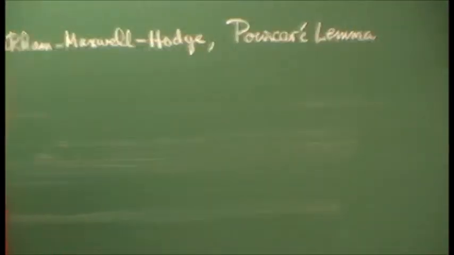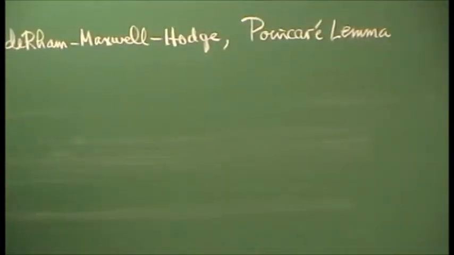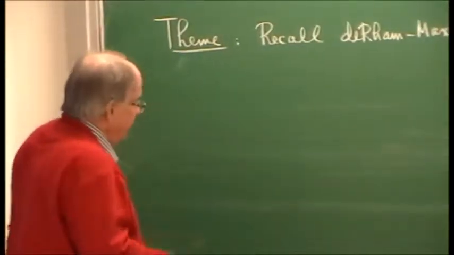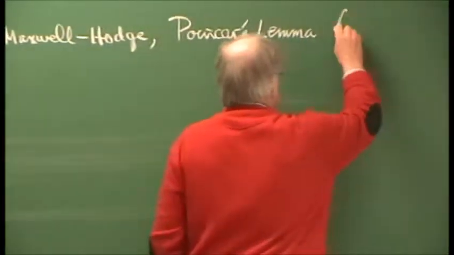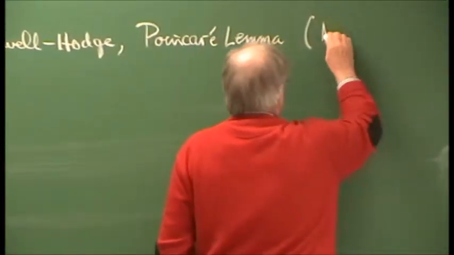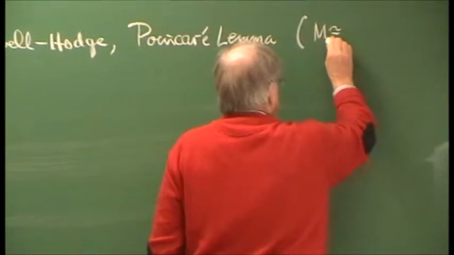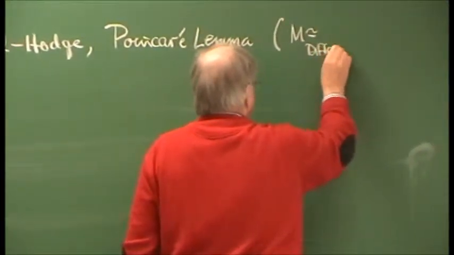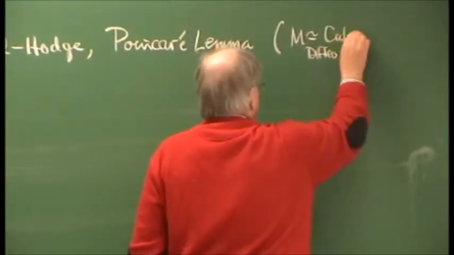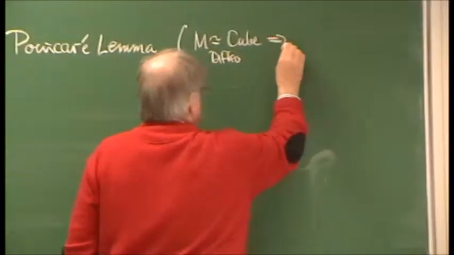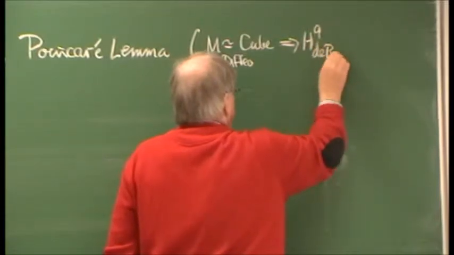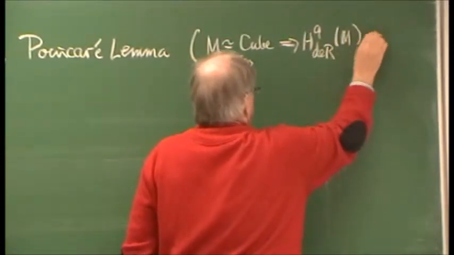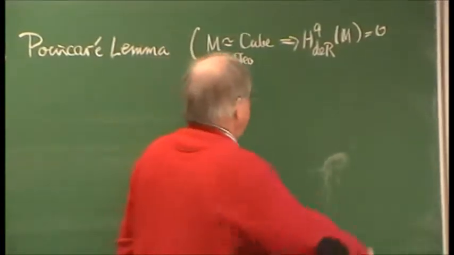And this will finish our discussion of differentiable phenomena on a manifold, basic differentiable phenomena. The Poincaré lemma says that if M is diffeomorphic to, doesn't matter, a cube, for example, then all of the cohomology vanishes. So every closed form is exact.